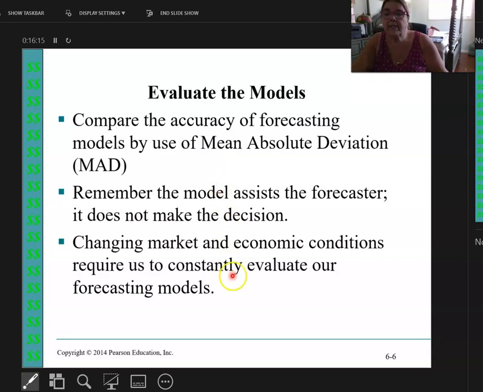Unfortunately, economic conditions are going to constantly make you look at your forecasting and say, hey, things are changing. Changing market and economic conditions could make you evaluate it on a monthly basis if things are changing quite a bit. So we have to evaluate them using the MAD. Remember that it's not going to make our decision. We make the decision based upon the data given. Think of it as a science experiment.